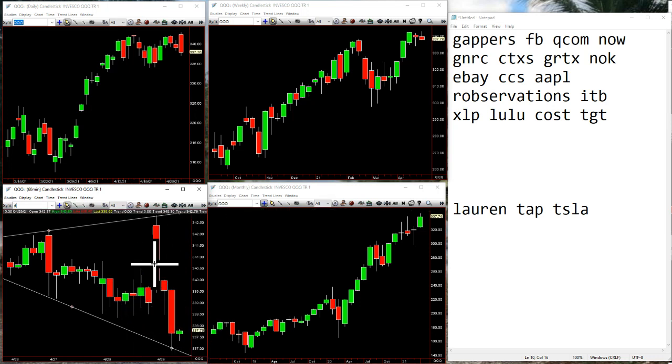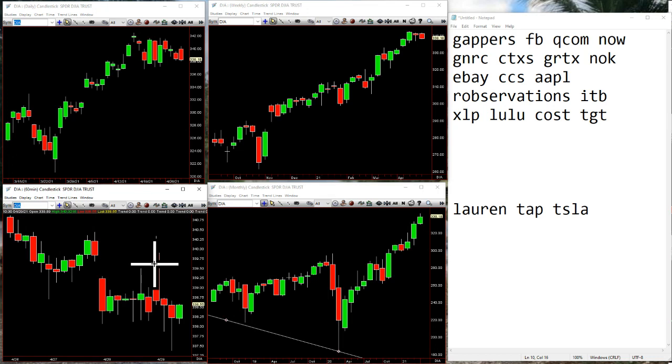If you go to the diamonds, once again an outside day, and here's your broadening formation. Higher high, lower low. Now you can see the diamonds a little stronger here. They're closer to taking out last hour's high, so it'll be a reversal back to the upside over 338.65. You can see on the week a little redder, but monthly not in trouble at all.